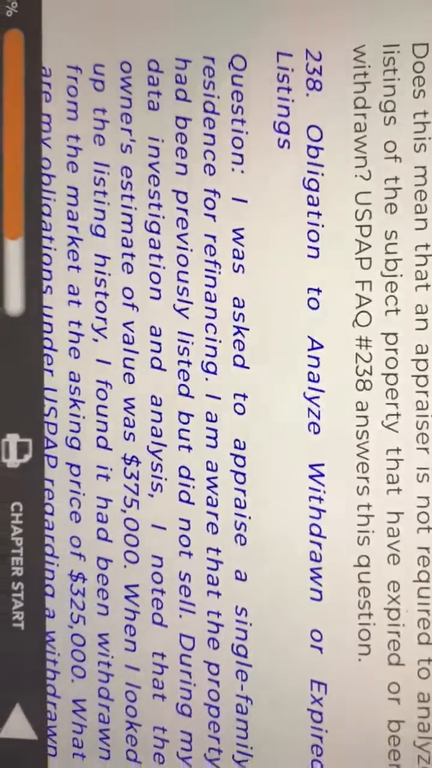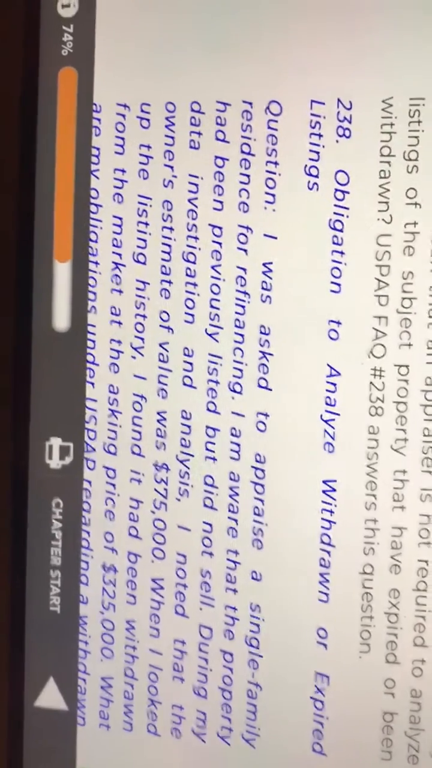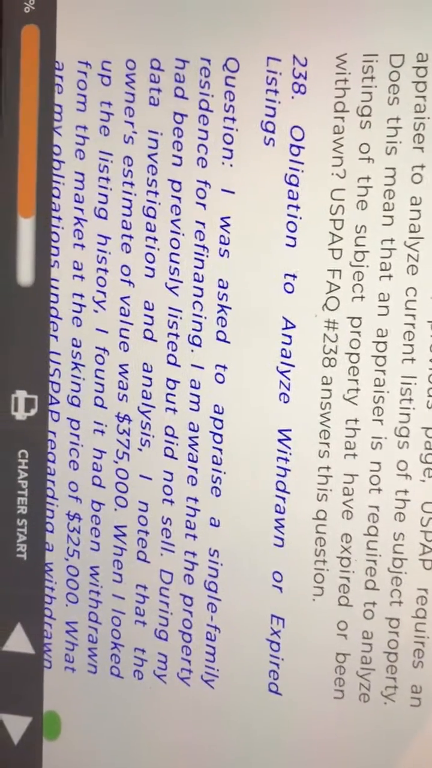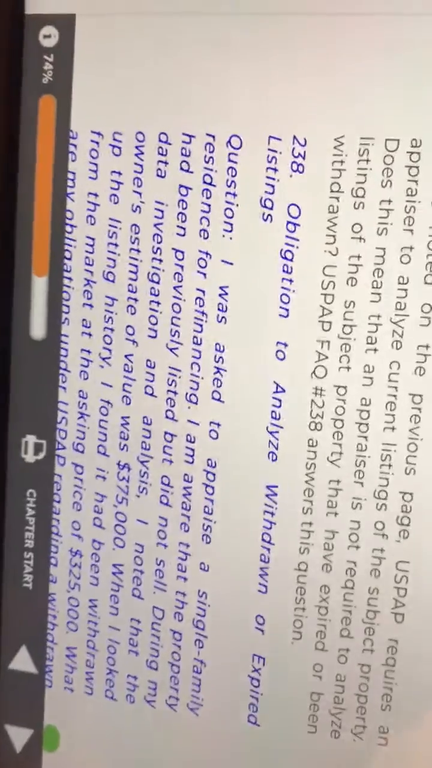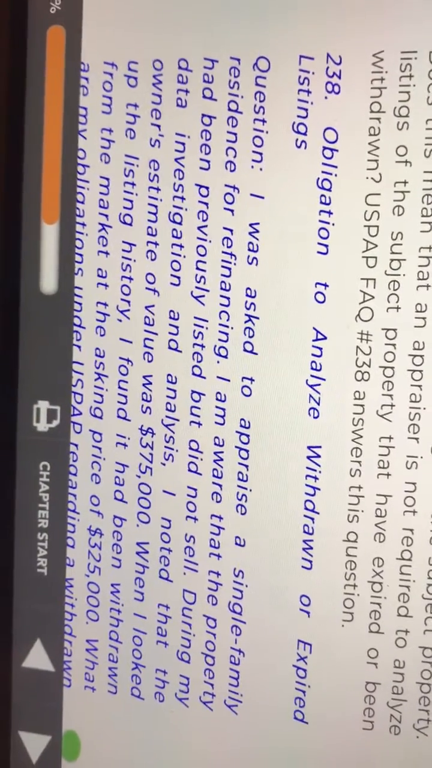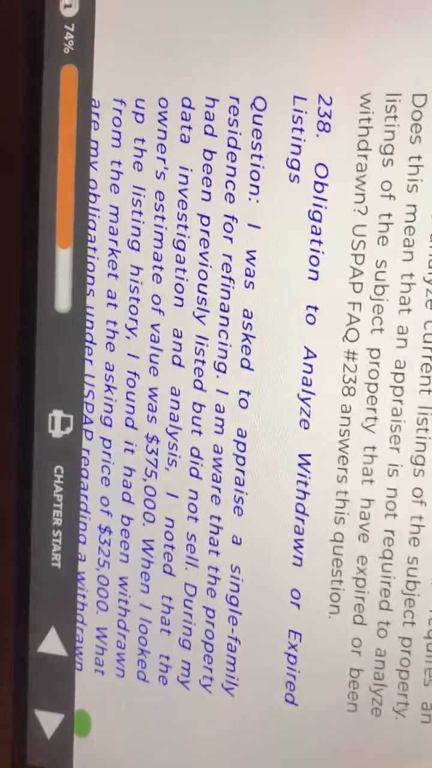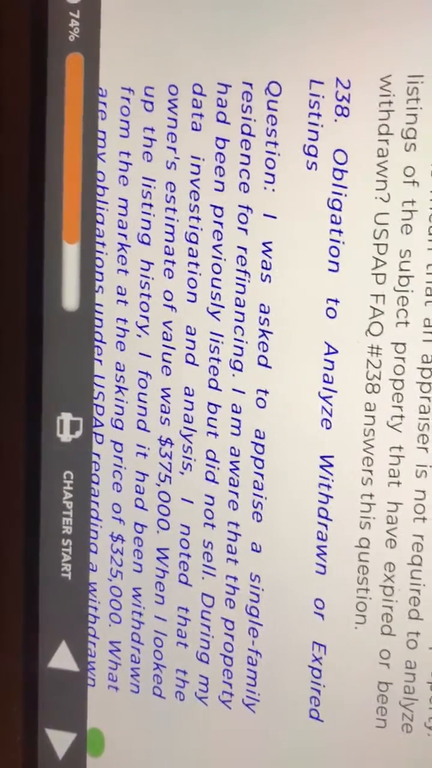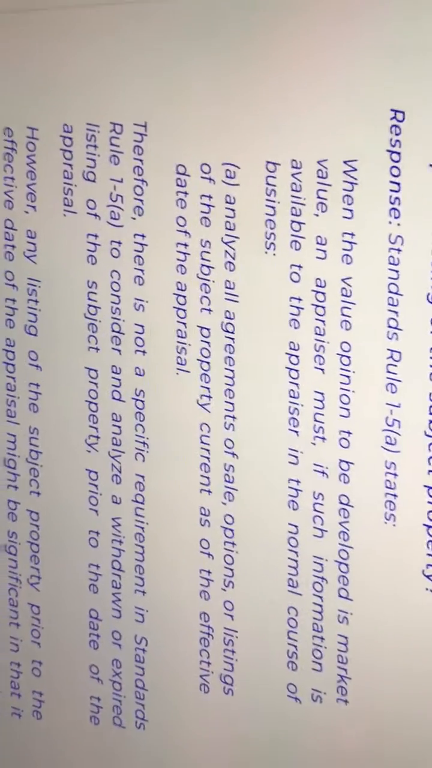USPAP FAQ number 238 answers this question. 238, obligation to analyze withdrawn or expired listings. Question: I was asked to appraise a single-family residence for refinancing. I'm aware that the property has been previously listed but did not sell. During my data investigation and analysis, I noted that the owner's estimate of value was $375,000. When I looked up the listing history, I found it had been withdrawn from the market at the asking price of $325,000. What are my obligations under USPAP regarding a withdrawn or expired listing of the subject property?